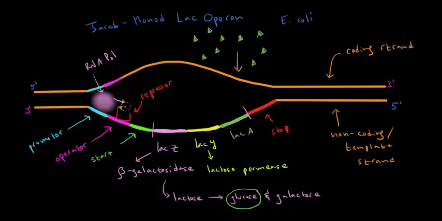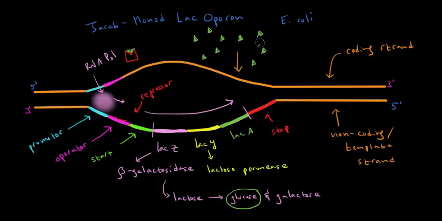So let's just get rid of our repressor. And let's put it over here for now, together with the lactose that was attached to it. Now, the path of RNA polymerase is open, so it moves in this direction and transcribes all these genes. We make beta-galactosidase, we make lactose permease, and we have all the enzymes that we need to metabolize lactose.